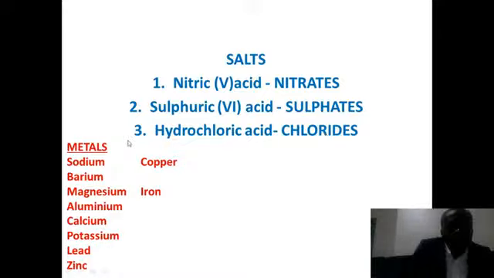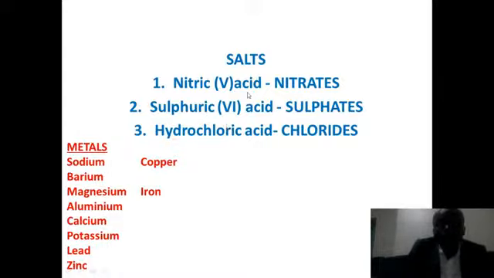So among these salts, we have the metals. When you combine these metals with the large group of salts here, you'll come up with many salts. For example, here you can see we have how many metals? 1, sodium; 2, barium; 3, magnesium; 4, aluminium; 5, calcium; 6, potassium; 7, lead; 8, zinc; 9, copper; and 10, iron. So for nitrates, you'll have 10 salts.